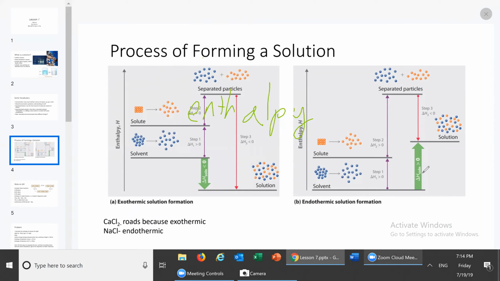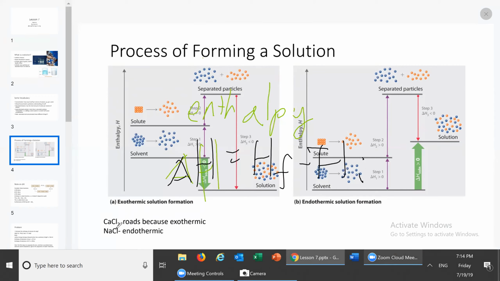So remember that delta H, the change, I should use a different pen. Delta H equals the H of the final state minus the enthalpy of the initial state, right? So here, the enthalpy of the final state is greater than that of the initial state, so it's positive, okay? There are definitely many examples of both of these two cases.